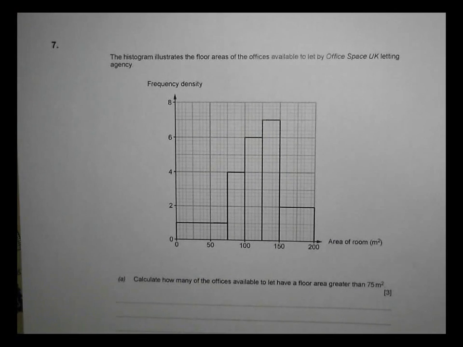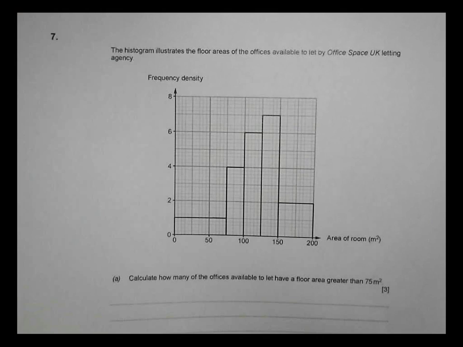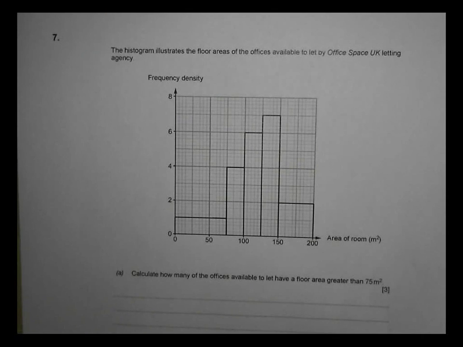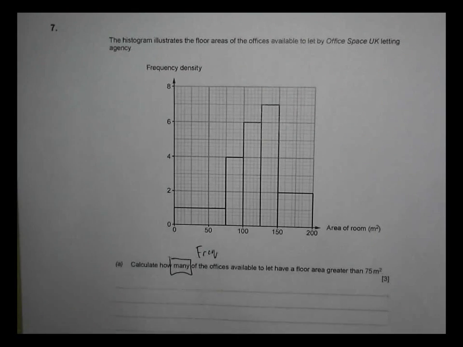The histogram illustrates the floor areas of the offices available to let by Office Space UK Letting Agency. Calculate how many of the offices available to let have a floor area greater than 75. Right, so as soon as we see how many, we've got to be thinking frequency. We've seen all this before.